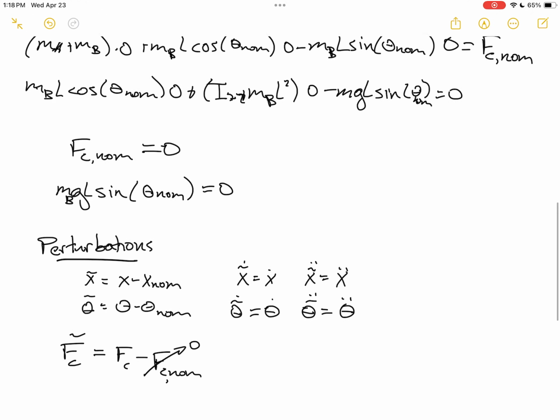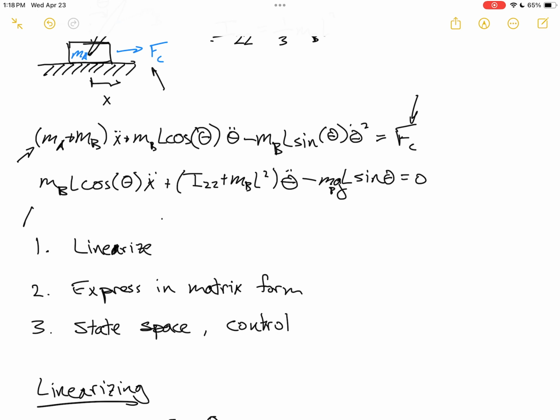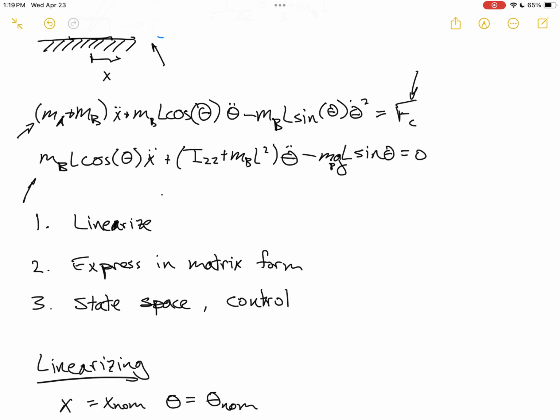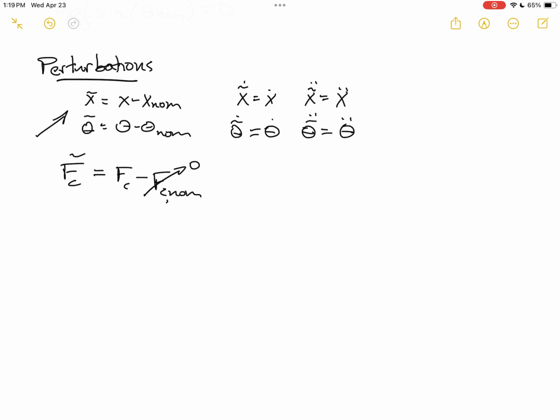And so we can use these relationships right here and plug them back into our original equations up here to express these differential equations in terms of a different variable, theta tilde. And we do this because when we're trying to linearize, we want to be able to work under the assumption that the dependent variables are remaining small, and so we define these errors as a new dependent variable. So I'll go ahead and we'll start plugging things in.